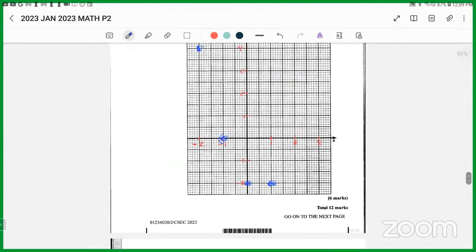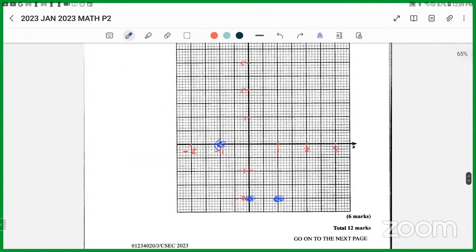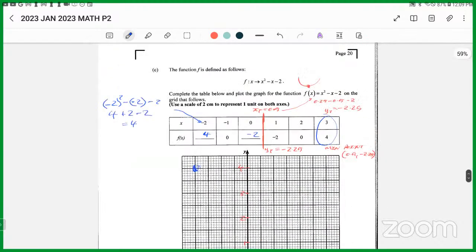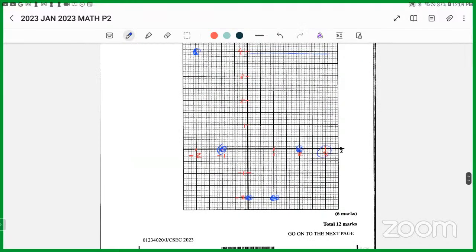Then going 2, 0, right? See, 2, 0 is on the x-axis again right here. And then 3, 4. 3, 4 is that point. So 3 here up to 4 up here. So 3, 4 is right up here.